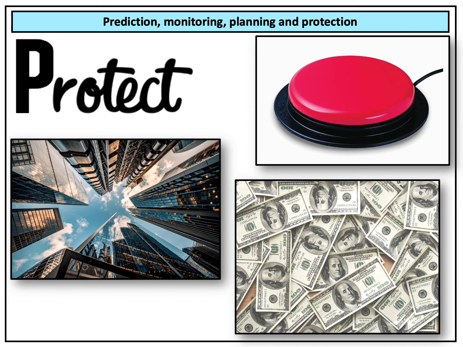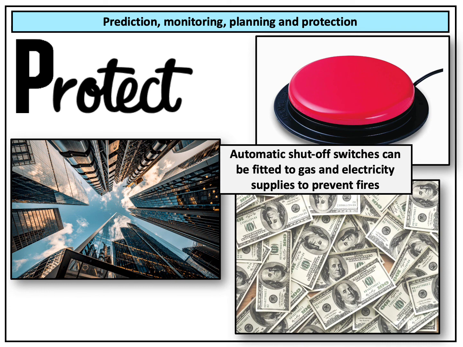Protect. So again, pause this and see if you can come up with what it is that I am thinking of. Right, so that big red button was meant to signify or symbolise an automatic shut-off switch, and that can be fitted to gas and electricity supplies so that in the event of an earthquake or a volcanic eruption, there are not fires created, because that is often a massive issue.